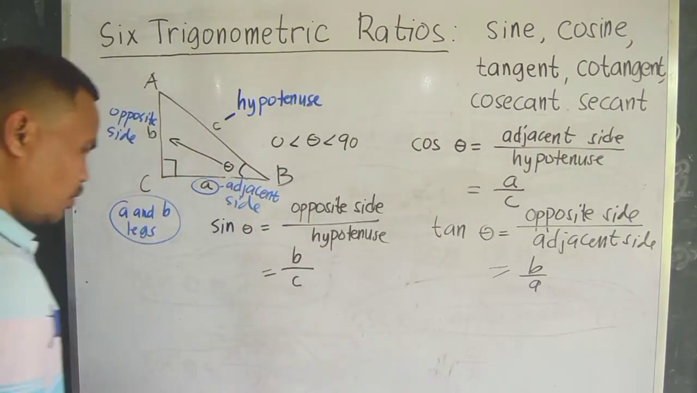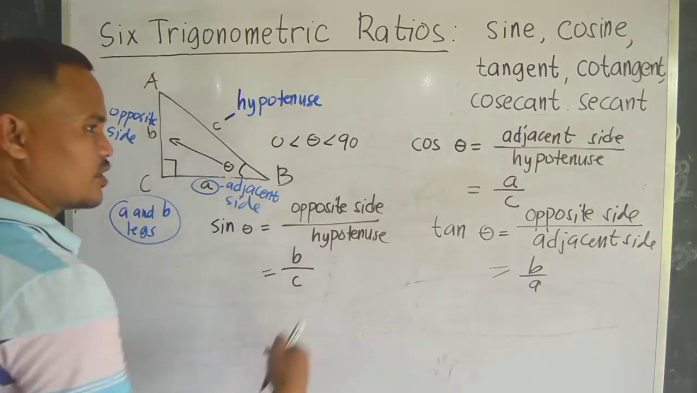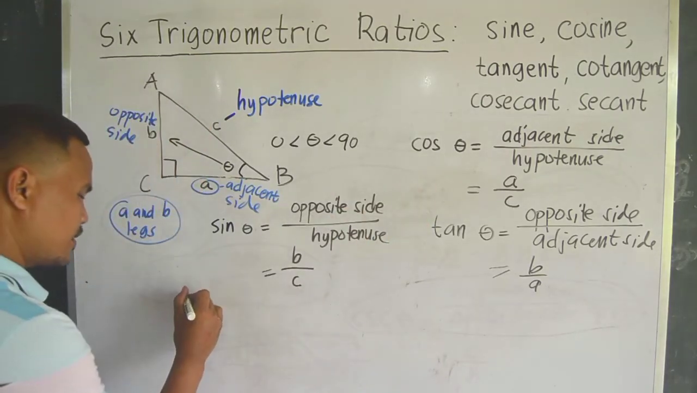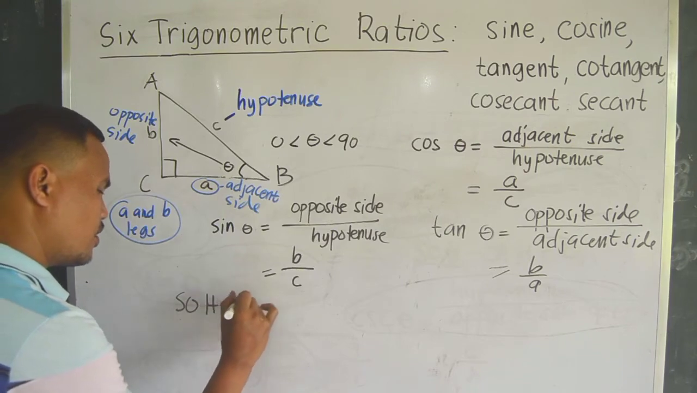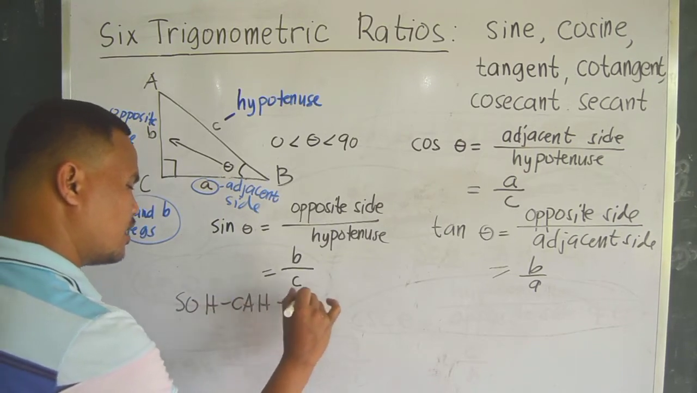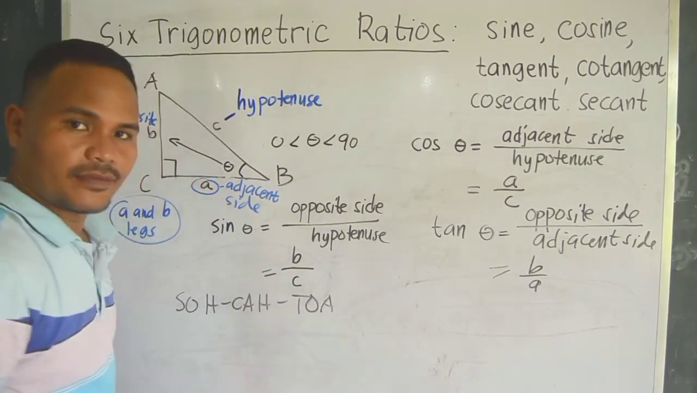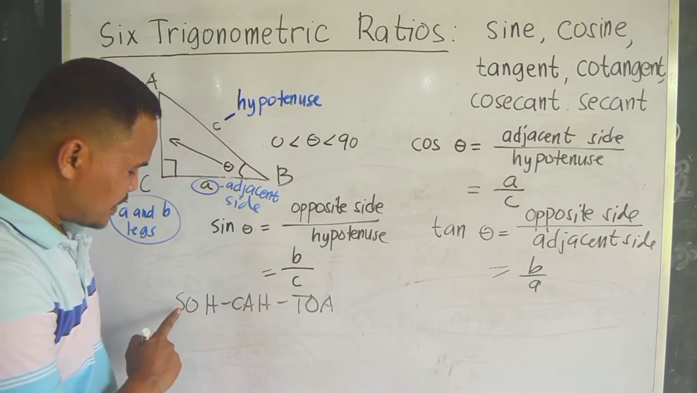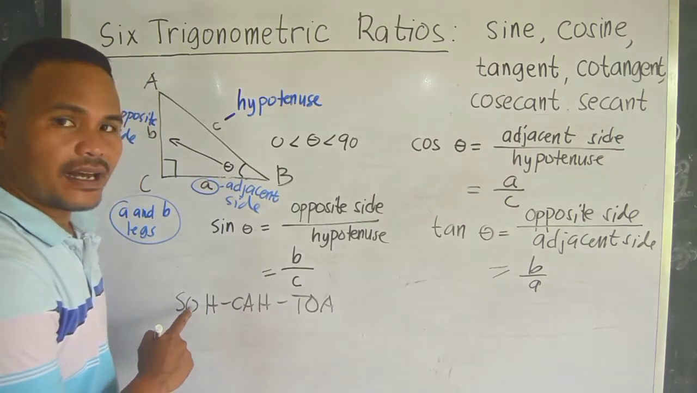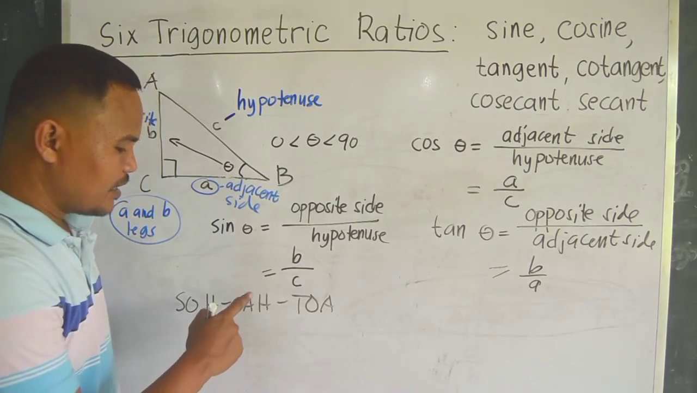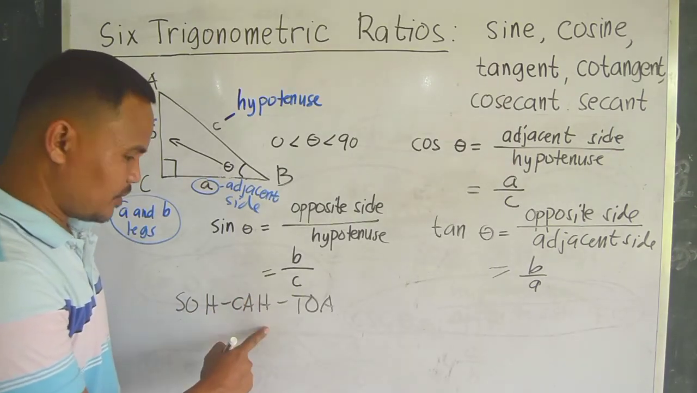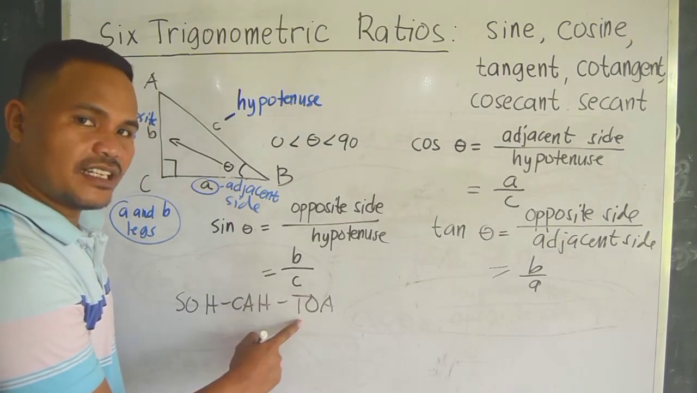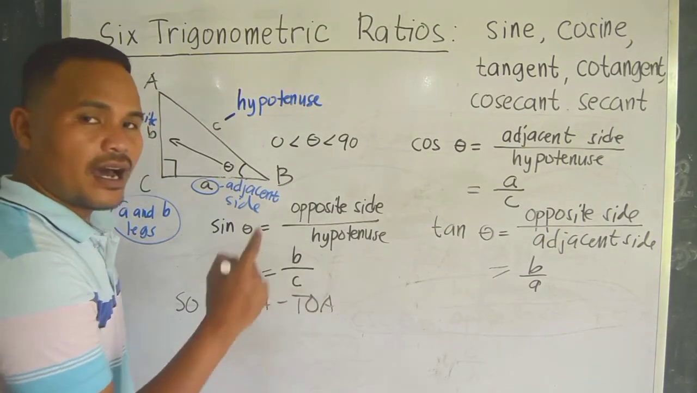If you forget these ratios, just remember this: SOH CAH TOA. SOH stands for sine, opposite, hypotenuse. CAH: cosine, adjacent, hypotenuse. TOA: tangent, opposite, adjacent.